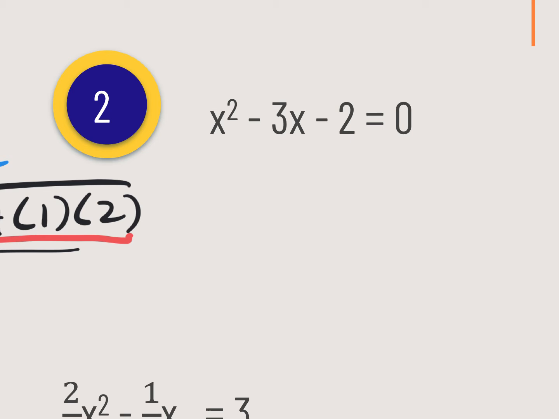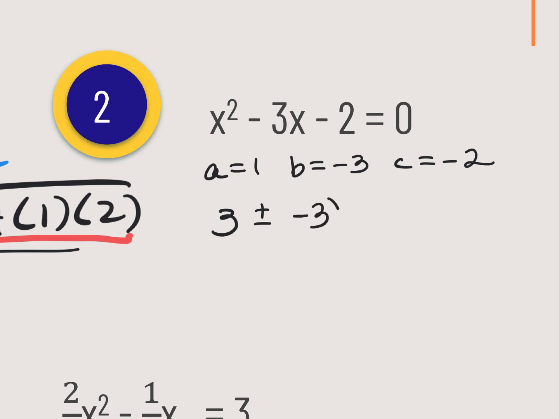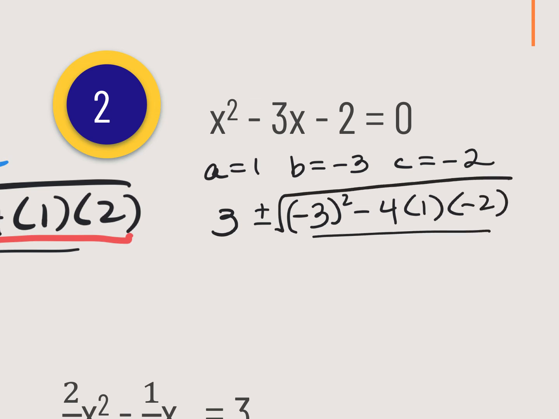So I'm going to go ahead and pull out my a, b, and c values. My a is 1, my b is negative 3, and my c is negative 2. And now I can put it right into the formula. So again, for that negative b, I think of it as the opposite of b. So this will become a positive 3 plus or minus the square root of b squared minus 4 times a times c. That's all under the square root symbol, and then 2 times a.